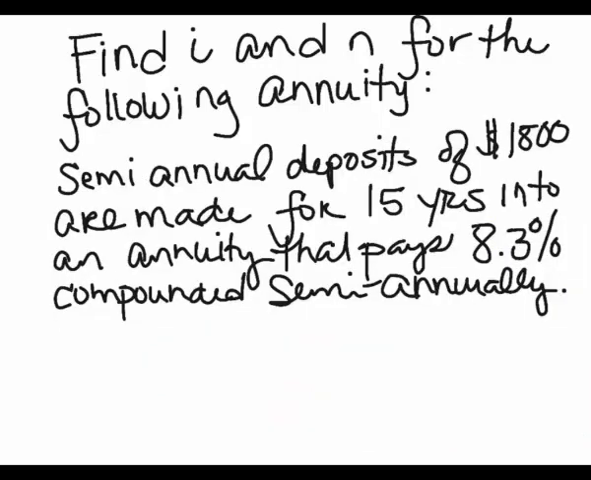Okay, so here's the new problem. I want you to try this one by yourself. Let's read it together, and then go ahead and pause the lecture, try it yourself, and then come back and see if you got the right answer. Find I and N for the following annuity, so same directions. You have a semi-annual deposit of $1,800, and they're made for 15 years into an annuity that pays 8.3% compounded semi-annually. So pause it and try this yourself.